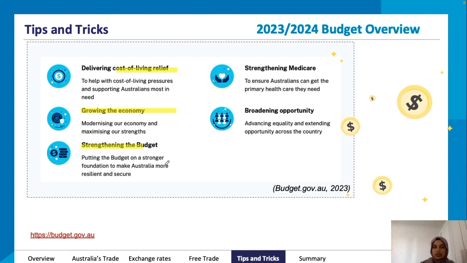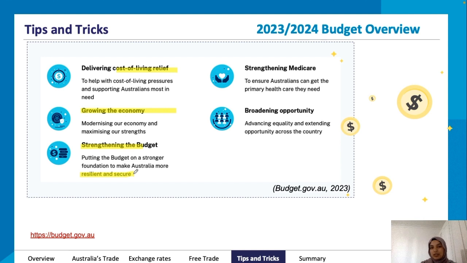Strengthening the budget. So putting the budget on a stronger foundation to make Australia more resilient and secure. Resilient, secure, to bounce back from all of the recent changes in the budget. You know, we had the huge factor of COVID-19 that played a huge role, things like that we want to try and improve as much as we can.